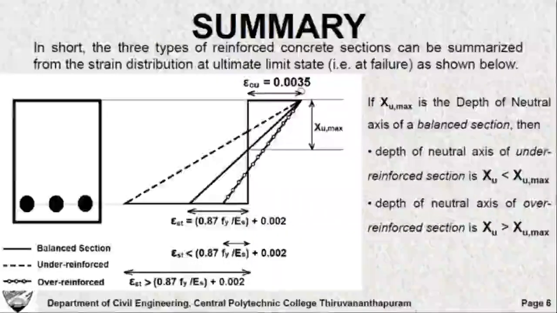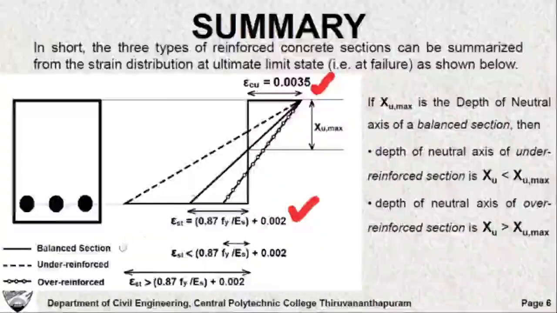You see, the solid line represents the balanced section. We already said the concrete reaches its ultimate strain of 0.0035 in case of balanced section, and you observe that at the level of steel, at the level of the reinforcement, the strain in steel is 0.87 Fy by Es plus 0.002. So that is typically a balanced section. And the strain distribution, we already discussed, is always a straight line. It is a linear distribution.